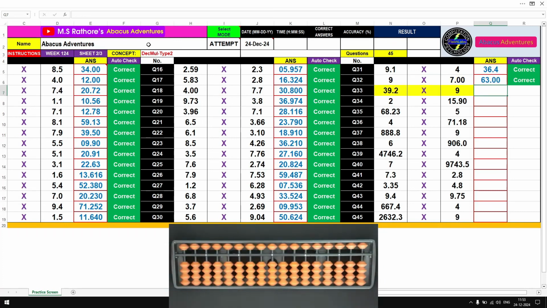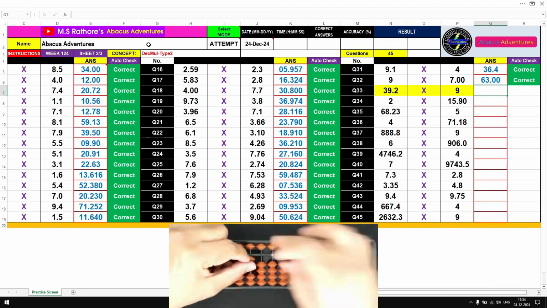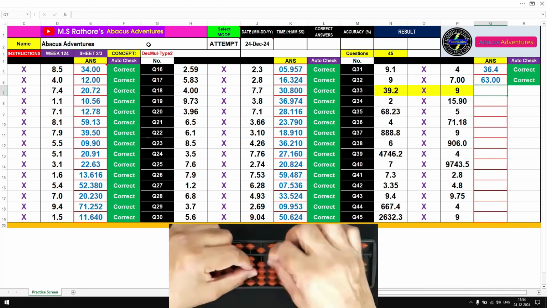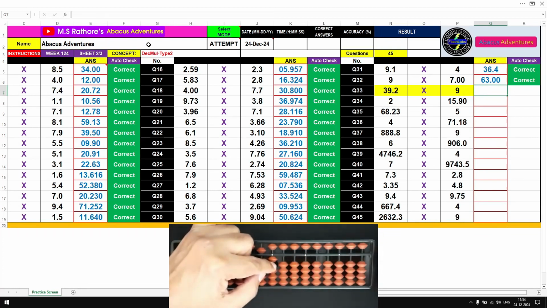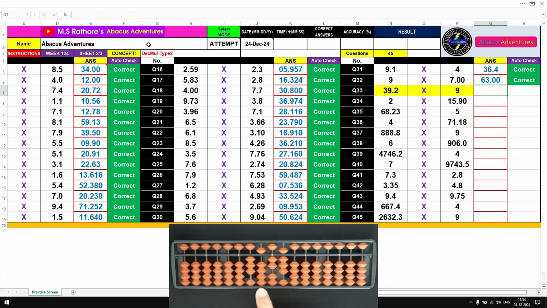Question number 33, 39.2 multiplied by 9. Let's place the finger on rod number 3. 9 3s are 27, finger shifted. 9 9s are 81, finger shifted. 9 2s are 18, and the answer is 352.8.